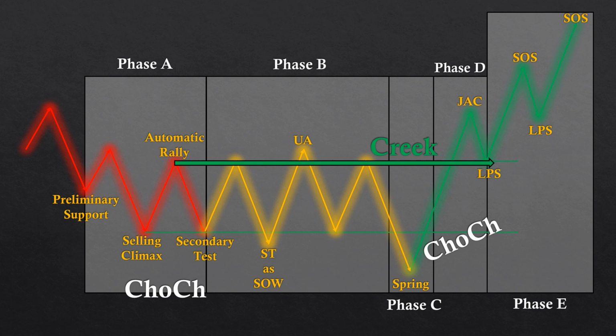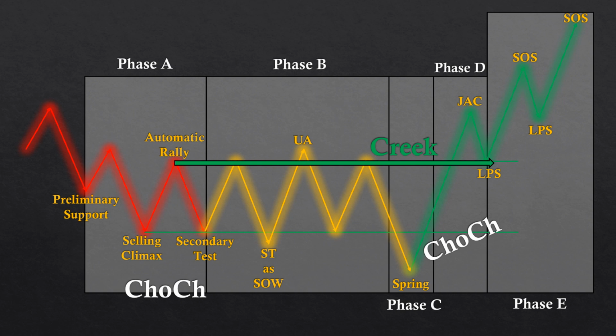In the case of an accumulation, phase C will begin with the spring. This is the false bearish breakout or bear trap that violates the lows produced in phase A and B. When the spring produces a violent movement to the downside, it is called a terminal shakeout. Phase C, which is composed only by the spring, is the beginning of the second change of character.